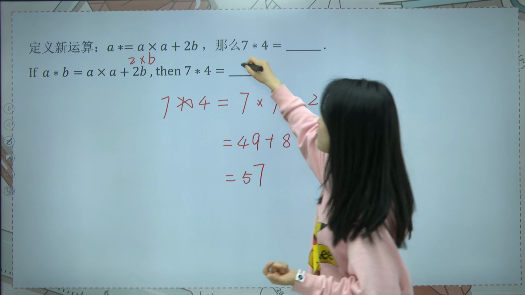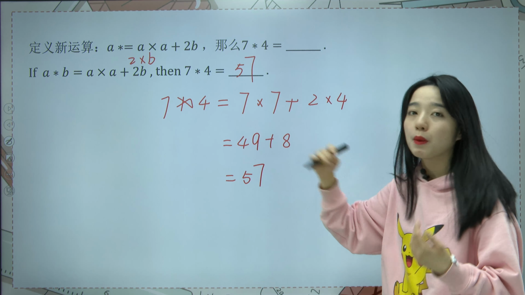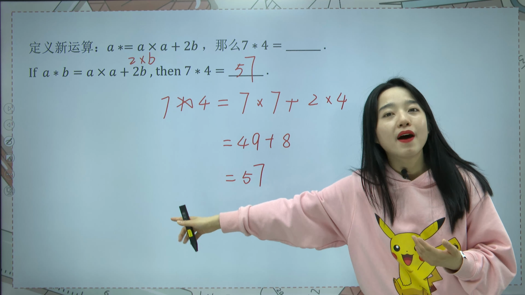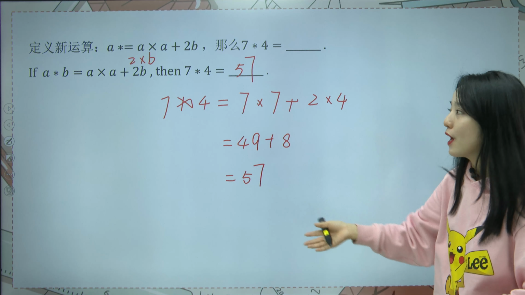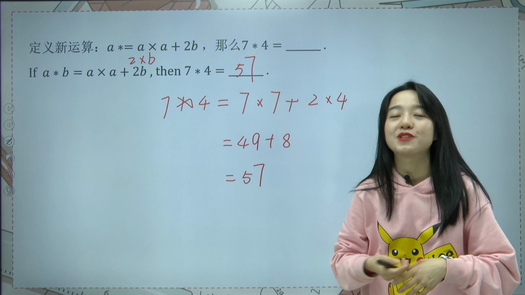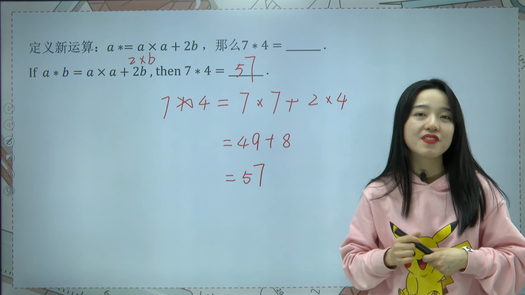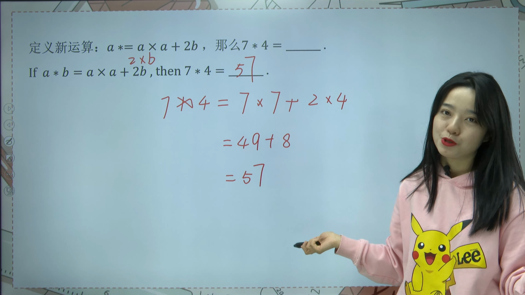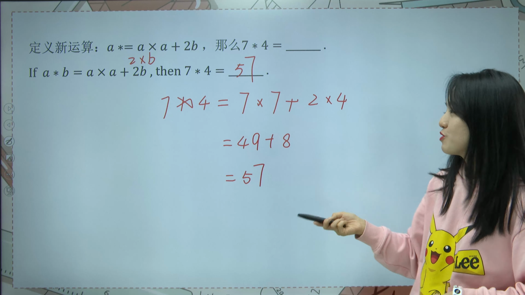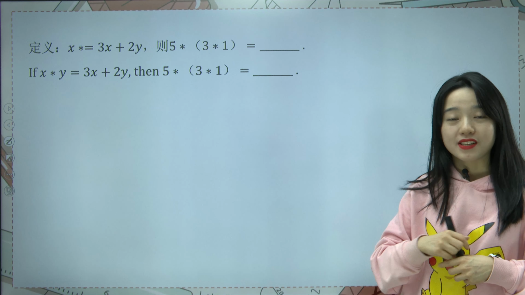Not very difficult, right? You just need to replace the letter by the given number and you can change the new operation into what you have learned before. So this is how to define new operations. Let's try to apply it in the next question.